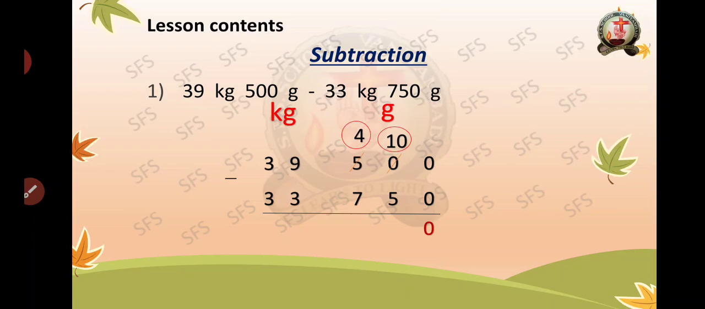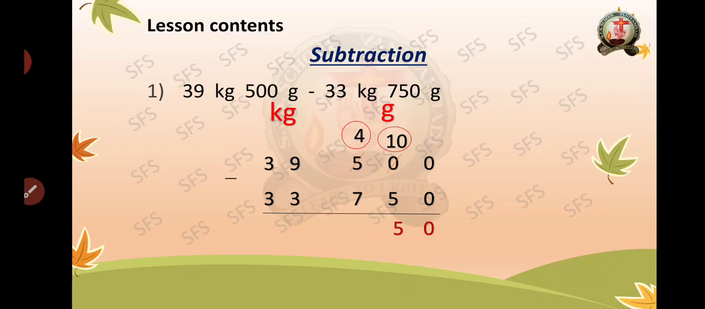Okay, now is it possible to subtract 10 minus 5? Yes, of course it is possible, because 10 is bigger than 5. Open up the 10 fingers and close up the 5 fingers. Now how many fingers are open? Yes, it is 5. So 10 minus 5 is 5.